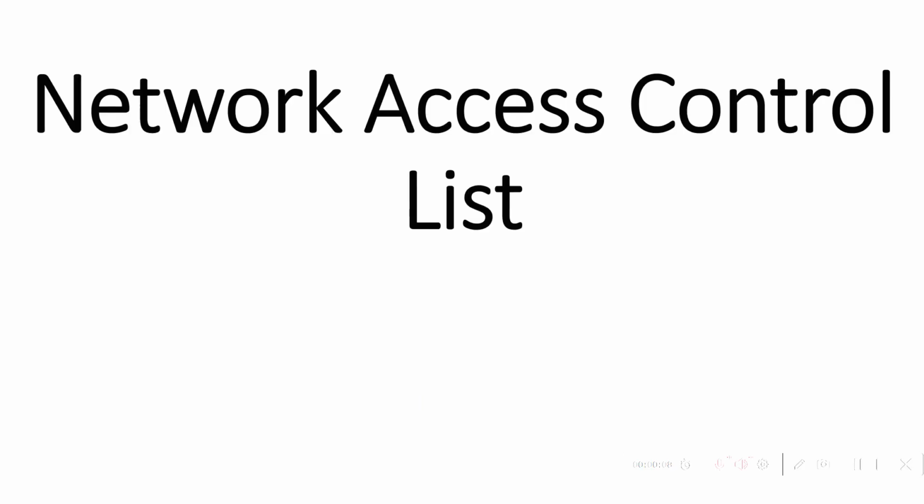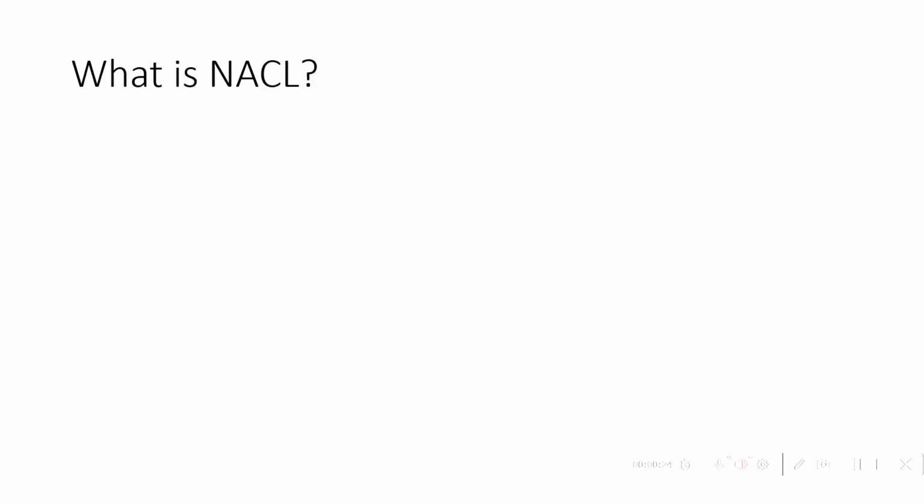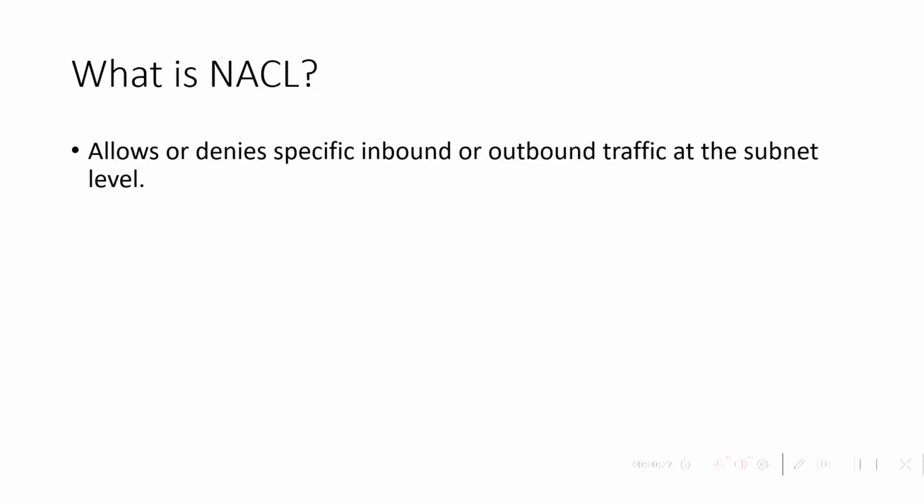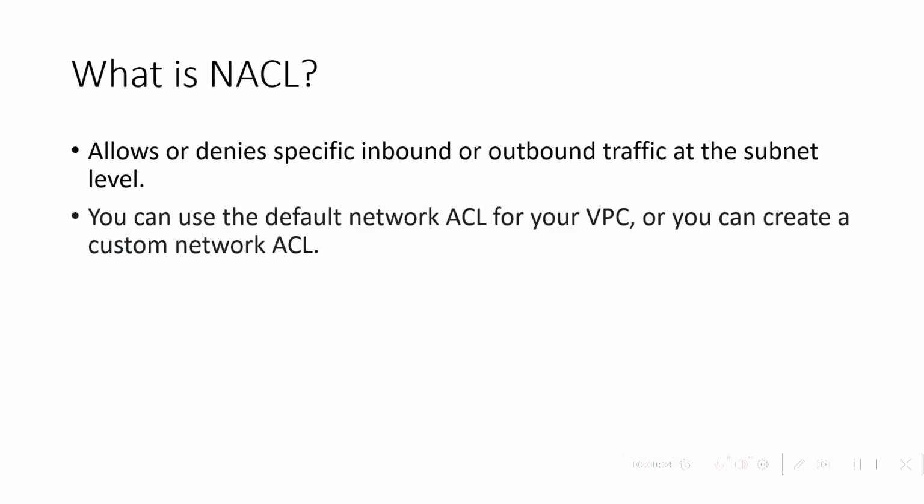So today we are going to talk about network access control list. It is also called NACL, or network ACL. What is a network access control list? It allows or denies specific inbound or outbound traffic at the subnet level.